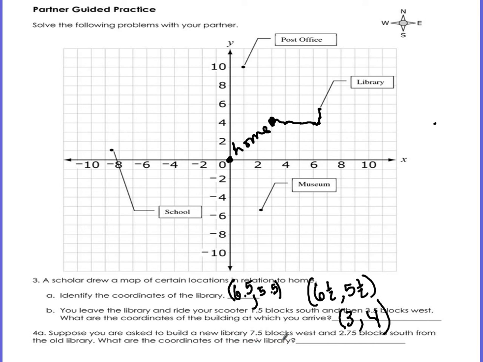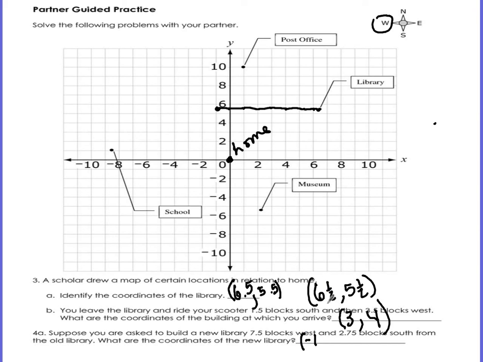Suppose you are asked to build a new library 7.5 blocks west and 2 7/75 blocks south from the old library. What are the coordinates? So if this is the old library, right? And we're going 7.5 blocks west. So again, go west means to the left. Okay, so let's go our half a block. That gets us to 6. And now we still have to go 7 more blocks. So 1, 2, 3, 4, 5, 6, 7 gets us to -1.